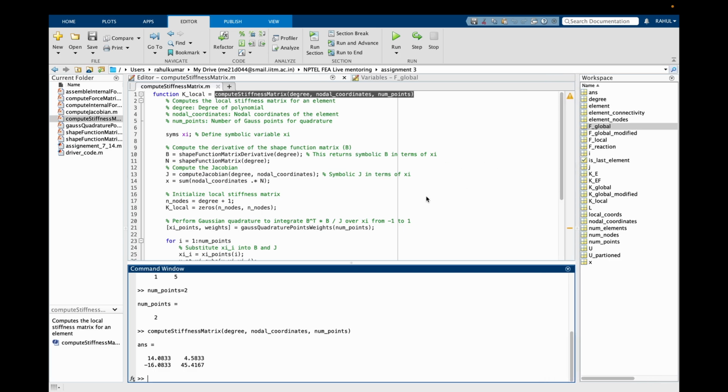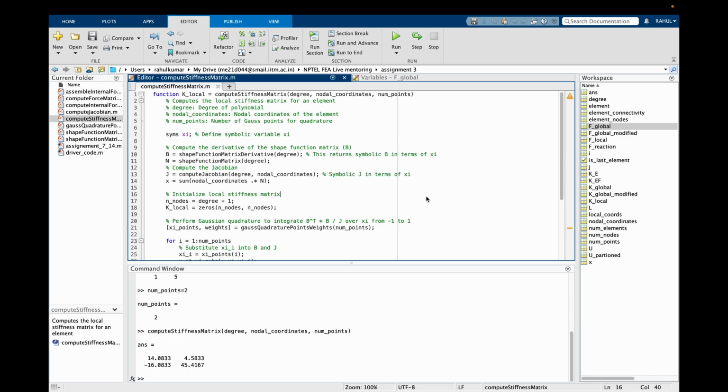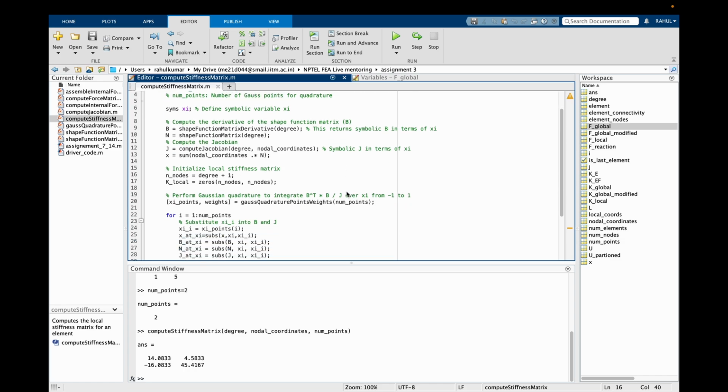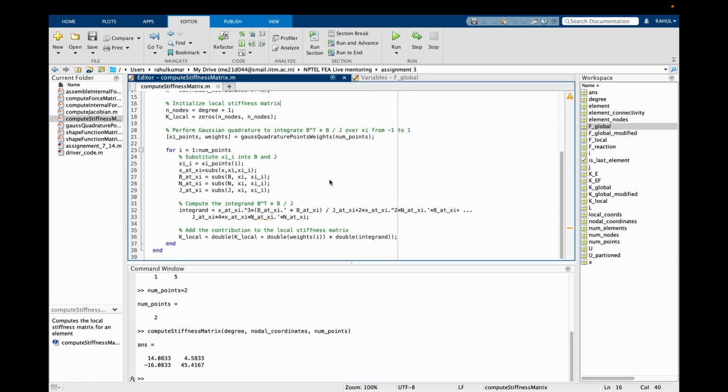Yes, sir. So what is the doubt here, tell me. Till this point, is there any doubt? No, sir. Everything is clear, right? This is the stiffness matrix. Yes.